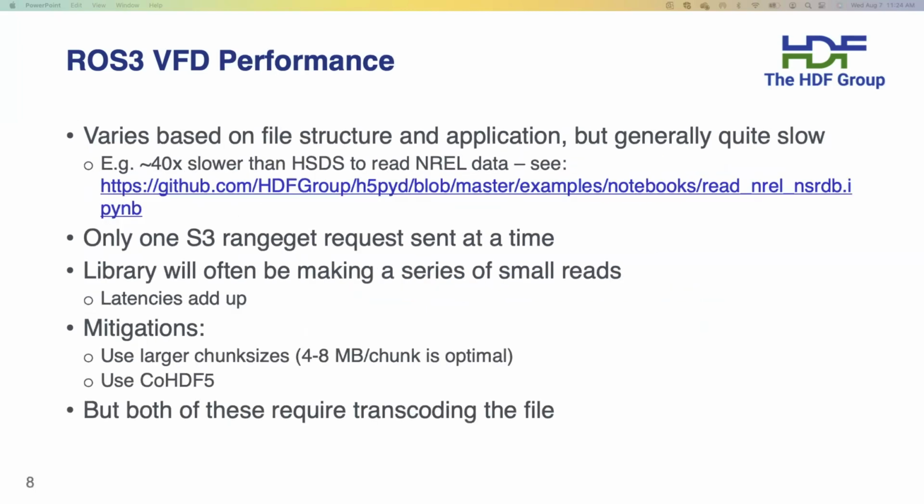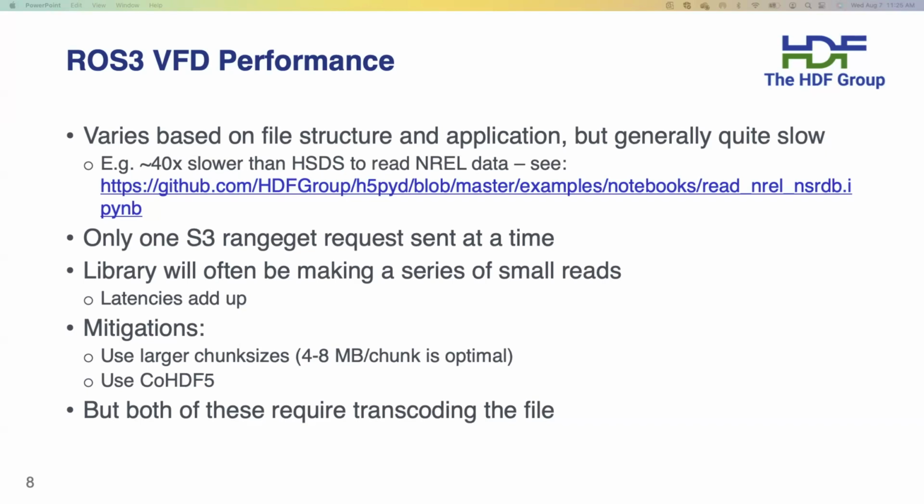So, question, how does this perform? Well, I mentioned that it can be quite slow because of the serial nature of these requests. And I found, compared to HSDS, it can be maybe 40 times slower using the ROS3 VFD. One range get request at a time slows things down, and a sequence of small reads will add up latency. So how can we deal with this? Well, without any changes to the code, you could use larger chunk sizes, right? So each chunk read will be much faster if it's larger. Let's say I'm reading a 4 megabyte chunk, that'll be much faster than reading 1,000 1K chunks.